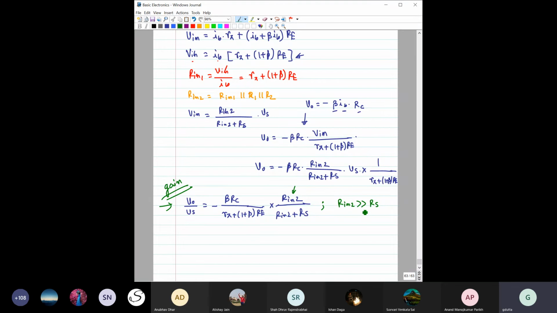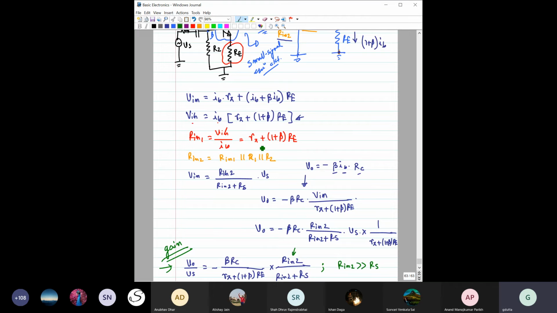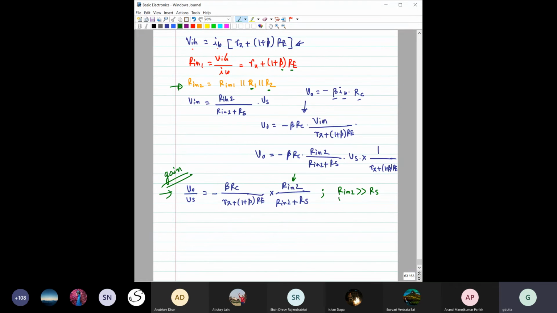Now, see, for this particular case, R in is much greater than Rs, right? We are choosing the value of R in. Means we are choosing the values of R1, R2 and R in 1, means RE and beta, such that this condition is satisfied, and in most cases the source resistance is quite not that high. So generally R in is always much greater than Rs. So this R in by R in plus Rs is much higher, so you can neglect this. So basically this whole term becomes 1.